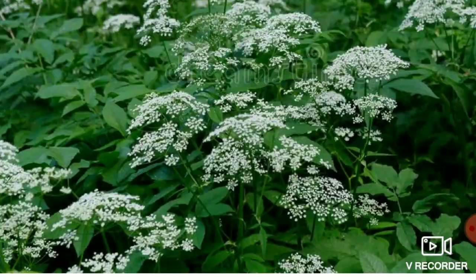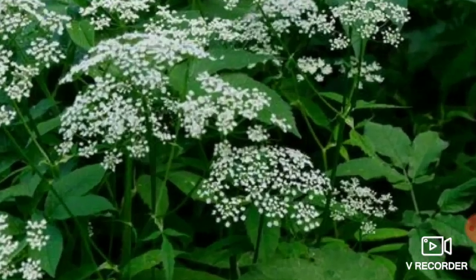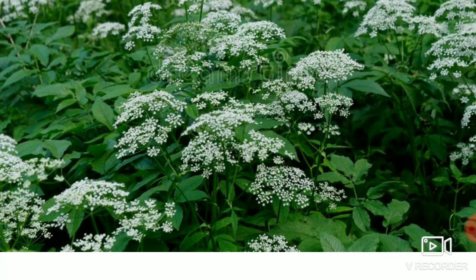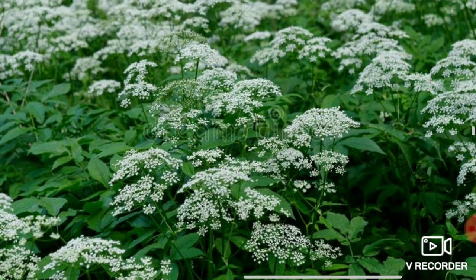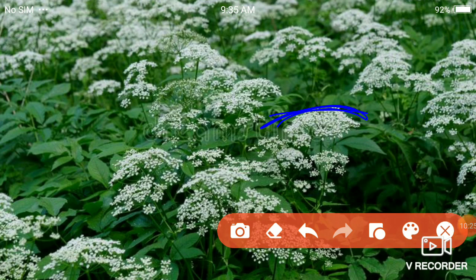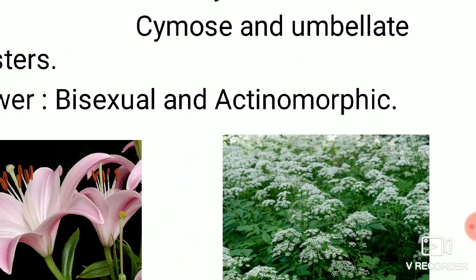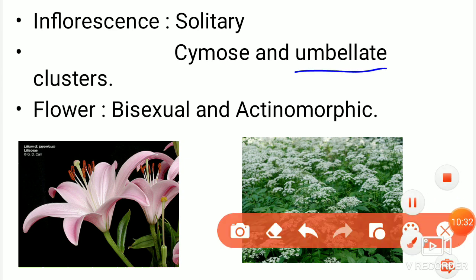You can see here the arrangement is umbrella pattern of that. So the inflorescence we will consider as umbellate. You can see here the type of the inflorescence, the pattern of the inflorescence is umbellate. The type of the inflorescence is cymose. The next is the flowers.